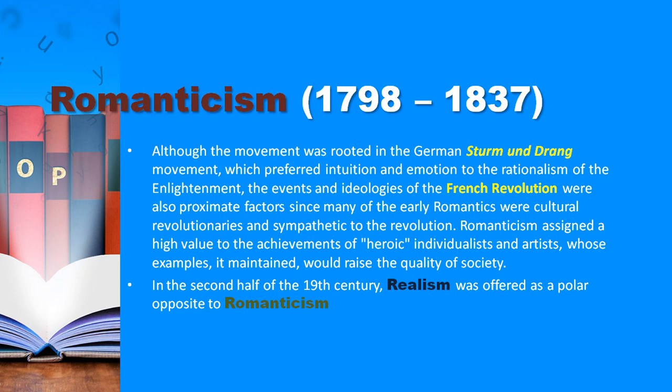Romanticism assigned a high value to the achievements of heroic individualists and artists, whose examples it maintained would raise the quality of society. In the second half of the 19th century, realism was offered as a polar opposite to Romanticism. So realism is the direct opposite of Romanticism.